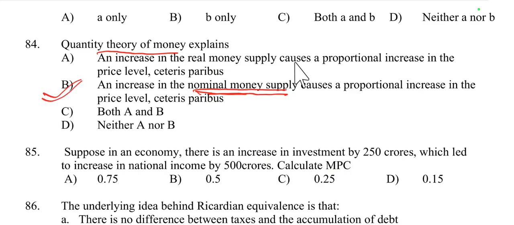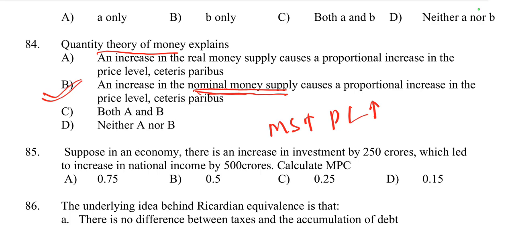An increase in the nominal money supply causes a proportional increase in the price level. When the money supply increases in the economy, the price level also increases, other things remaining constant. The quantity theory of money, particularly the classical form, suggests that, assuming velocity of money and output are constant, an increase in the nominal money supply leads to a proportional increase in the price level.